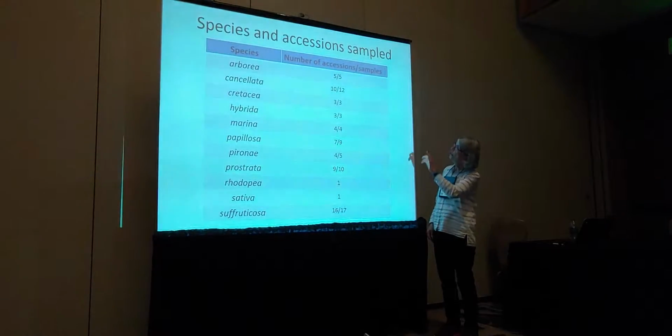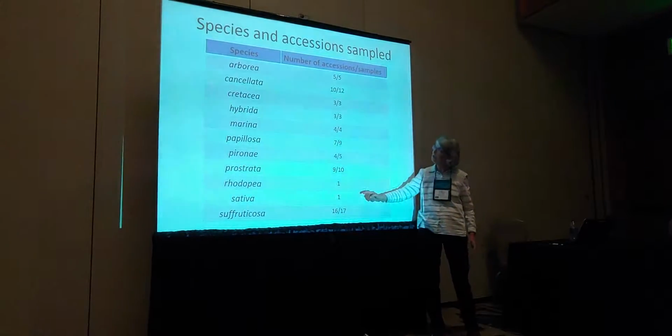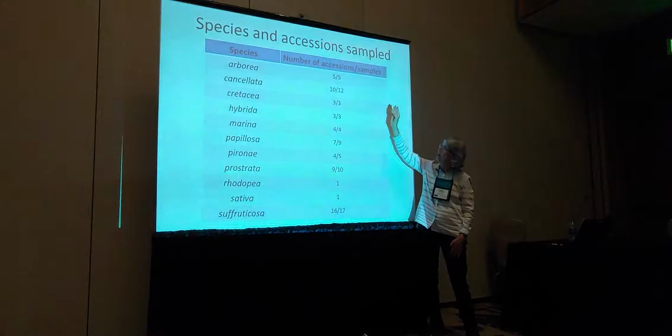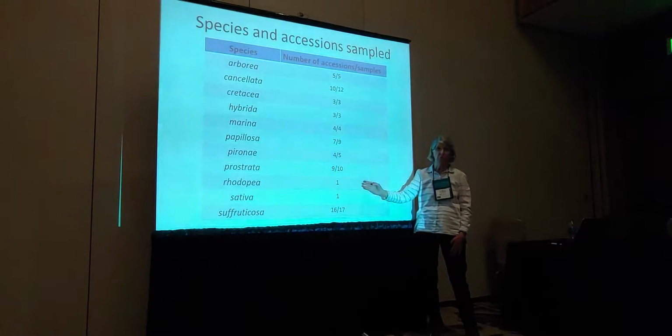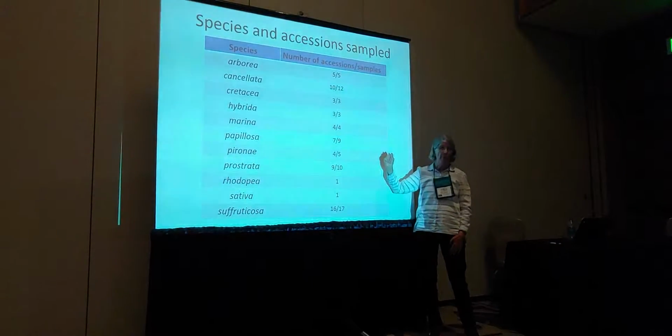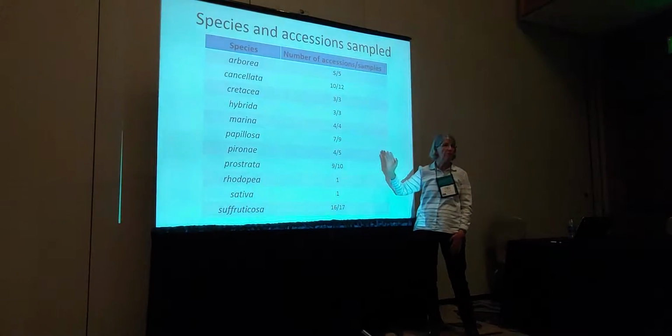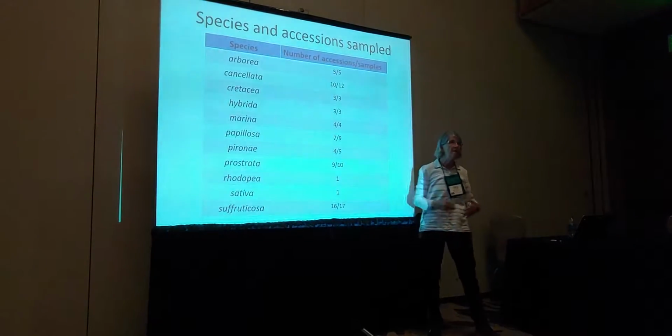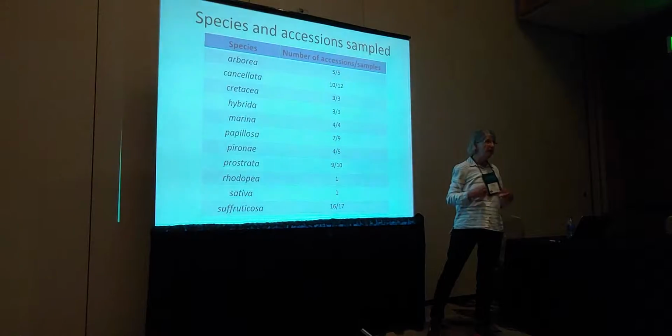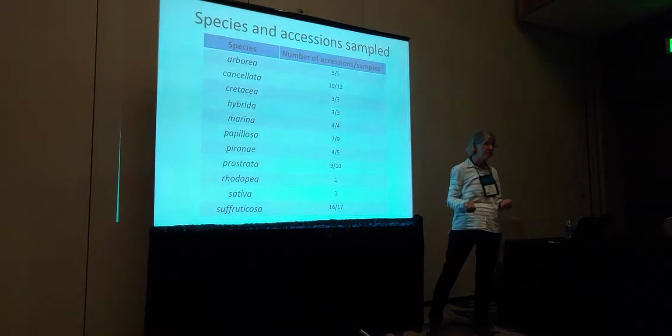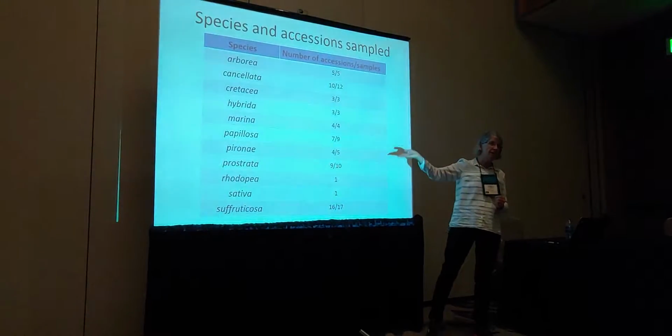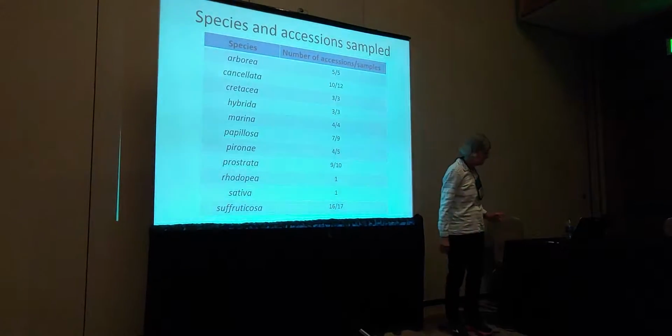We sampled a number of accessions that you can see here, and then we also have a number of samples. If the numbers differ, it means that we had multiple samples of each accession that were genetically different. Obviously we sampled multiple times for each accession, but we're only giving another number if they were genetically different.